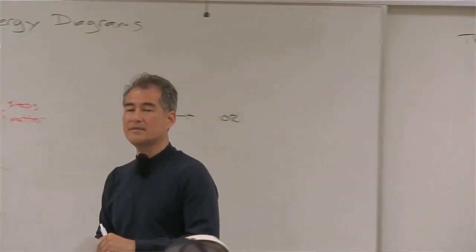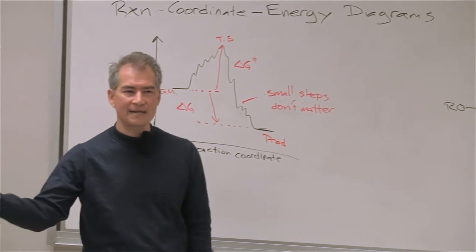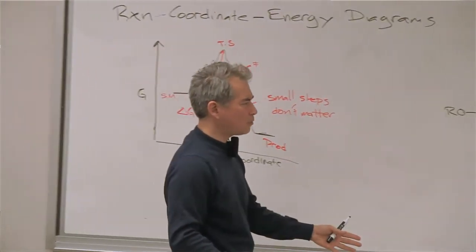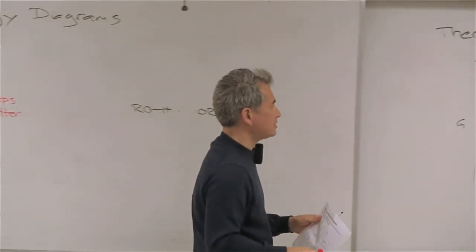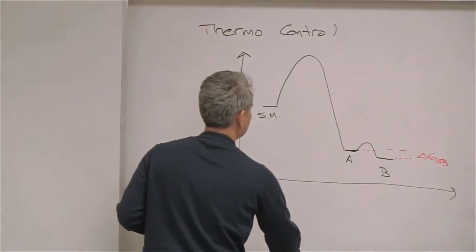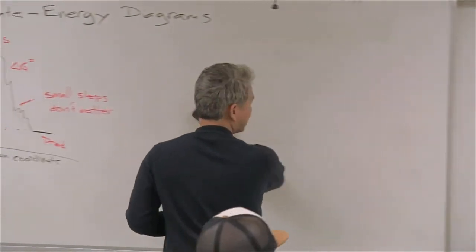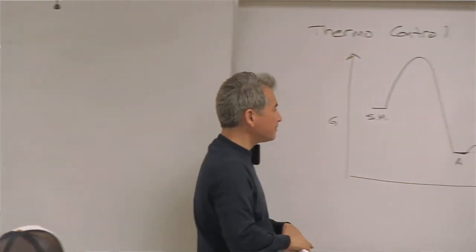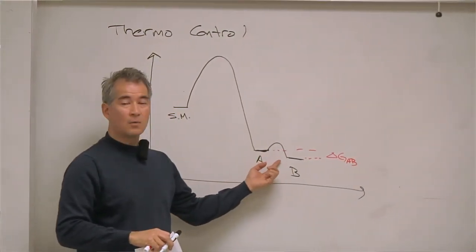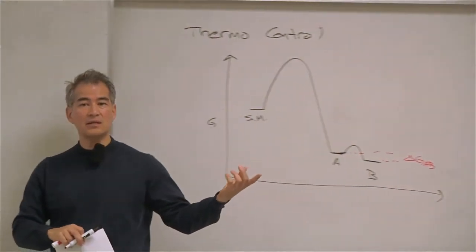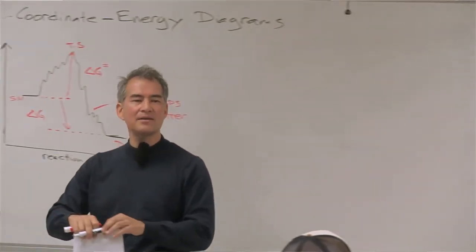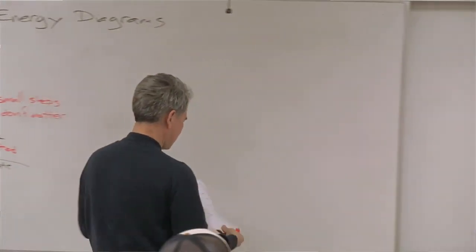That's what determines the selectivity. That's what determines whether I get a 95-5 ratio, a 2-to-1 ratio. That's all that matters. So this is thermodynamic control. Doesn't matter whether it's a 15-step mechanism for these two things to interconvert or a one-step mechanism. Doesn't matter. It's totally irrelevant. The only thing that matters is the difference in those energies.